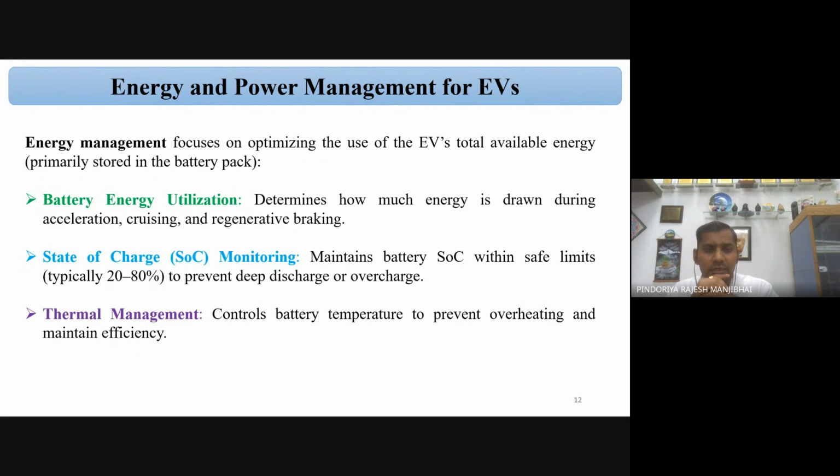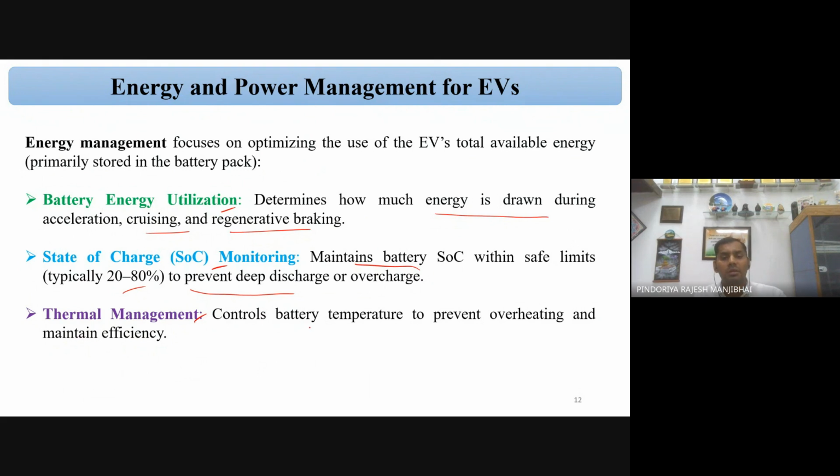So these are the detailed discussions. What is battery energy utilization? Determine how much energy is drawn during acceleration, cruising, and regenerative braking. Battery energy utilization is nothing but identifying how much energy is utilized. State of charge monitoring, normally we say SOC monitoring: maintain the battery SOC within the safe limit, typically 20 to 80%, to prevent deep discharge or overcharge. That's the SOC. The details of the SOC we already studied in the second unit.